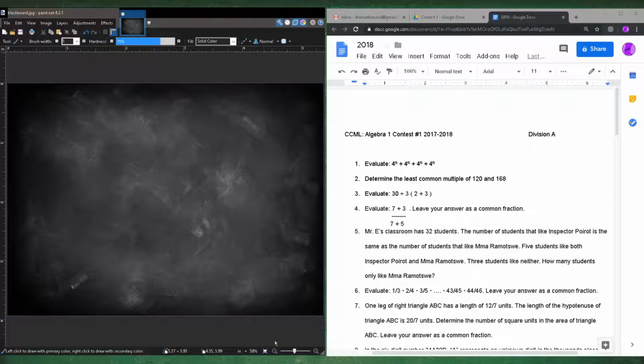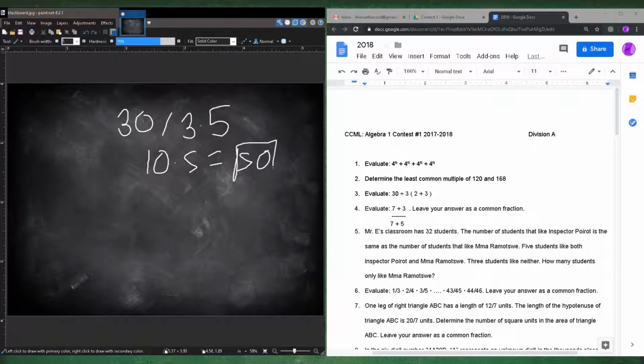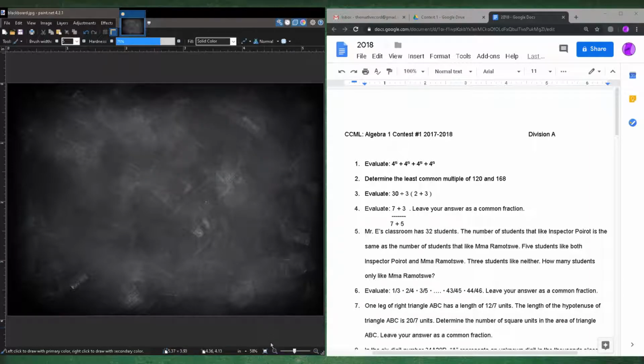Okay. Question 3. Evaluate 30 divided by 3 parentheses 2 plus 3. So it's 30 divided by 3 and then times, and then 2 plus 3 is 5. Right? So which one do we do first? It's always reading from left to right. So 30 divided by 3 is 10. 10 times 5 is equal to 50. So your answer for number 3 is 50. First 3 questions are pretty simple so far.